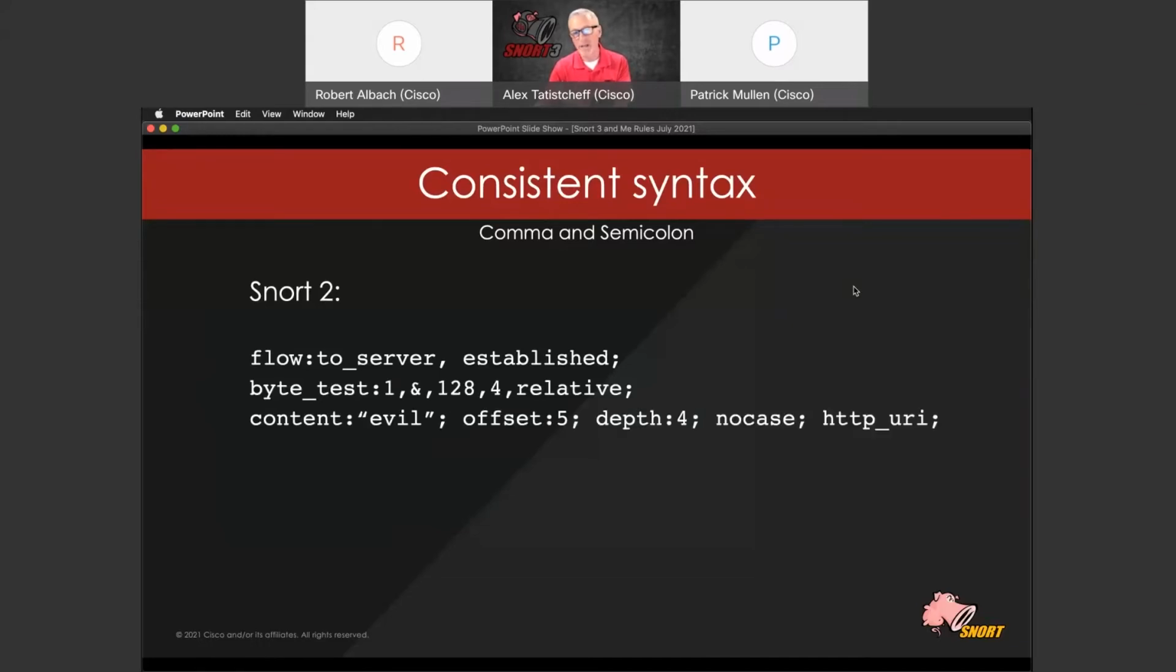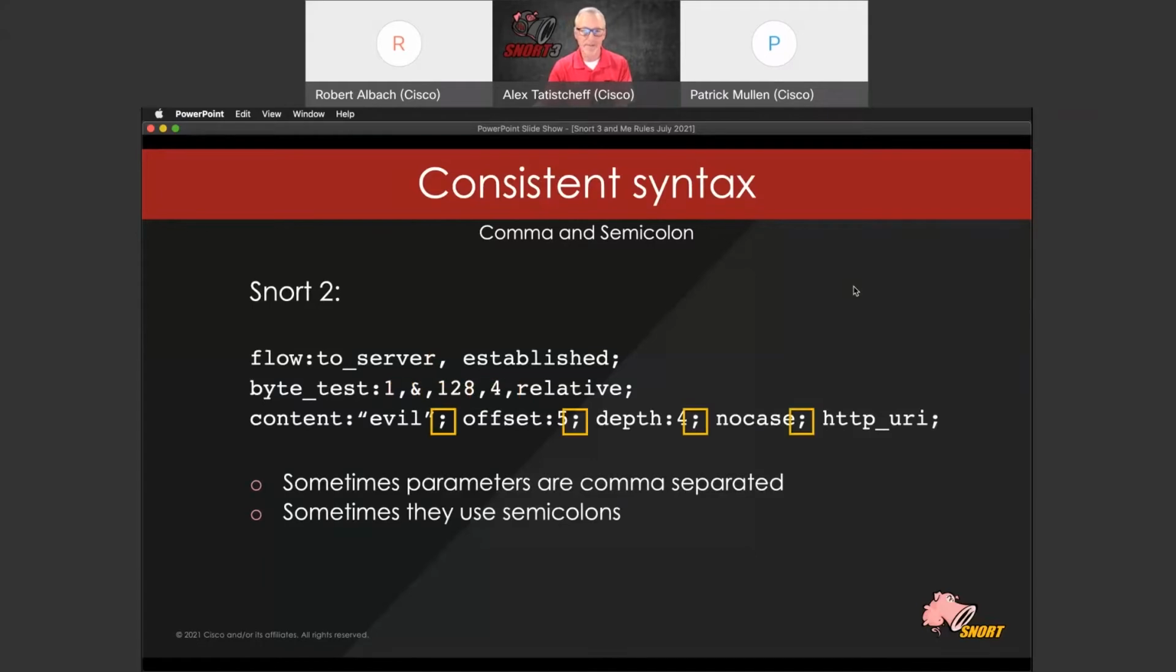Content keyword, a little different. With the content keyword, we have semicolons separating the parameters. So sometimes in Snort 2, commas are used to separate parameters, and sometimes the semicolon is used. So that's not real consistent. And once you understand that, that's okay.